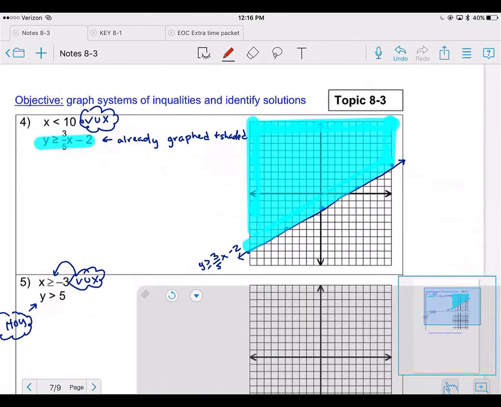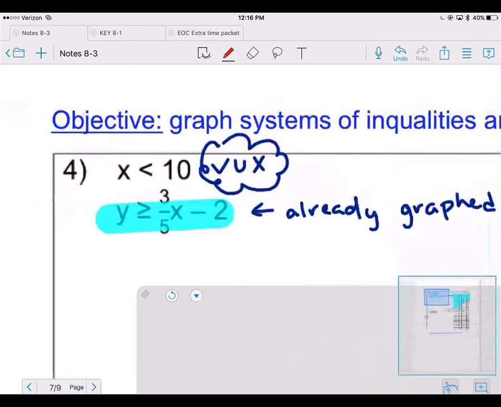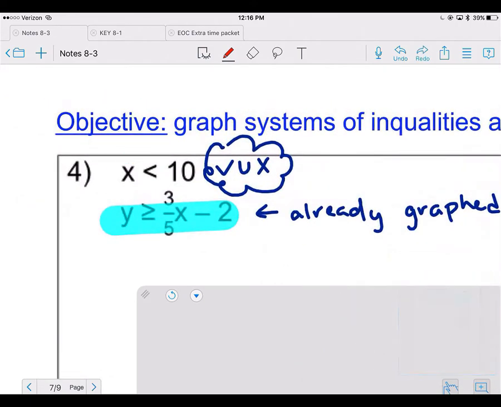For problem 4, y is greater than or equal to 3/5 x minus 2 is already graphed. They started down at negative 2 and went up 3, right 5, up 3, right 5. Y is greater than negative 2, greater than goes above on the y-axis, so we shade above on the line. The other equation we have is x is less than 10. They've reminded us that this is going to be a special case because we only have one letter.